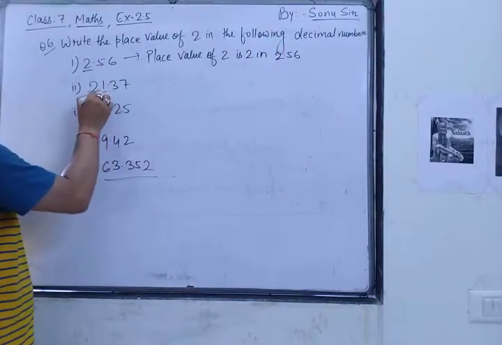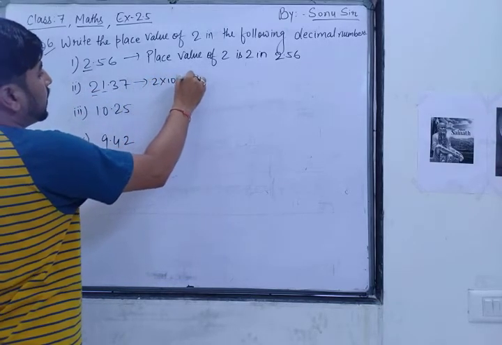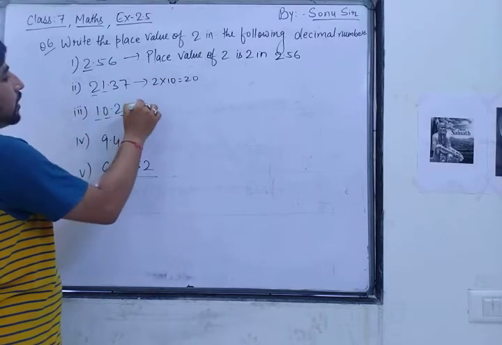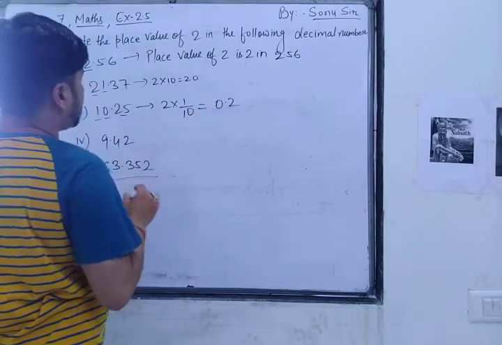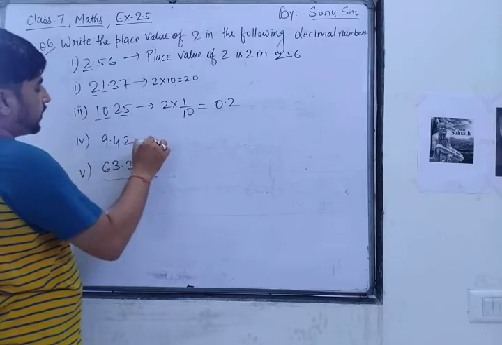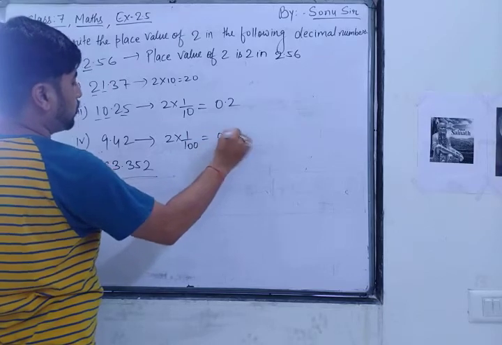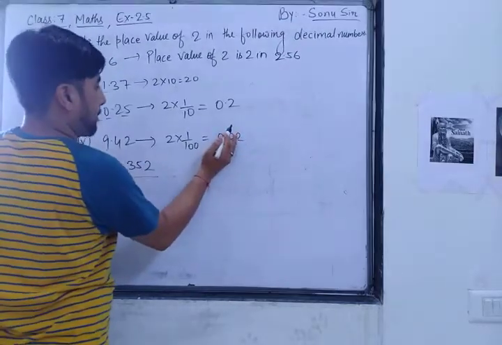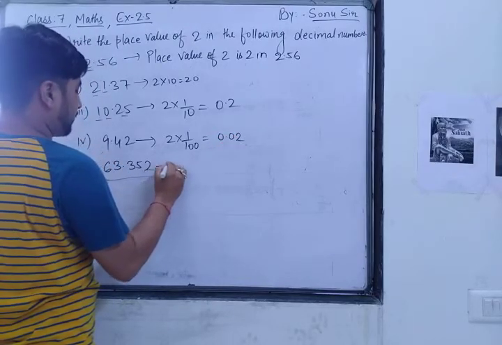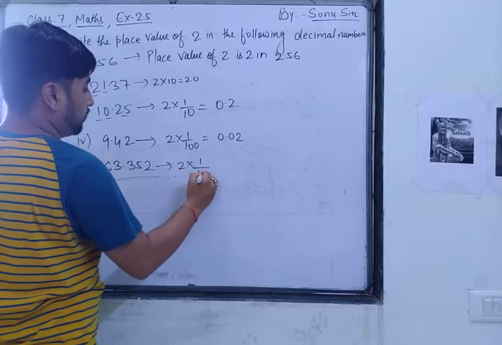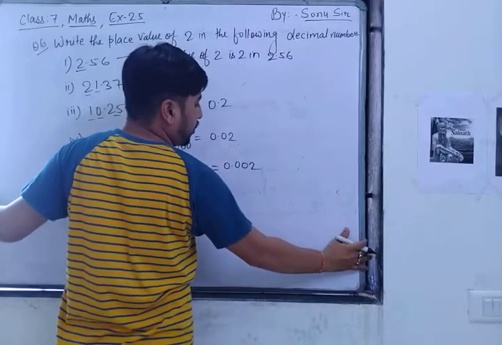What is the place value here? Tens, right? So 2 tens are 20. 2 into 10 is equal to 20. Here it will be 2 into 1 upon 10 is equal to 0.2. What is the place value? 0.2. Here 2 into 1 upon 100 is equal to 0.02. Here you can see 2 into 1 upon 1000, so 0.002. As you have seen here, these are the place values of 2 in this question.